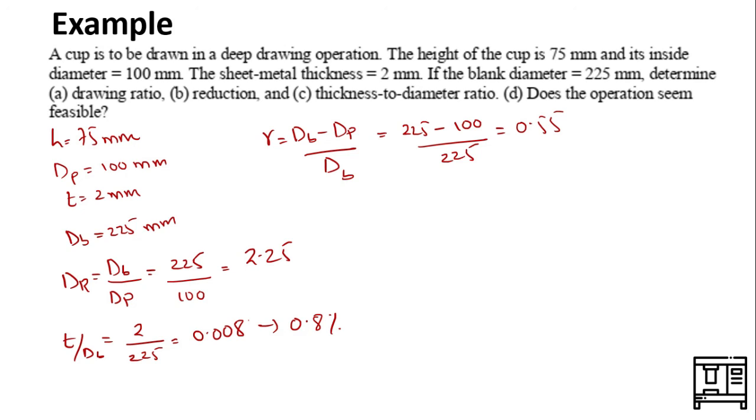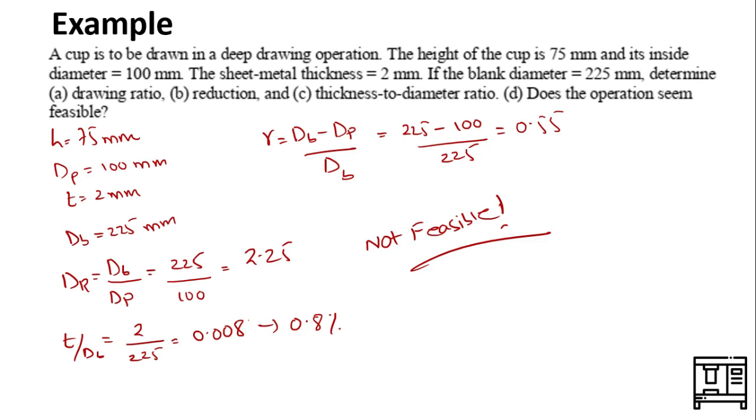So as we know, the upper limit of the drawing ratio was 2. So it should be less than or equal to 2, and in this case it is exceeding this value of 2. The thickness to diameter ratio should be greater than 1, but in this case it is 0.8, and the reduction ratio should be less than 0.5, and it is 0.55. So this operation is not feasible. So that is how we can calculate the feasibility of the drawing operation.